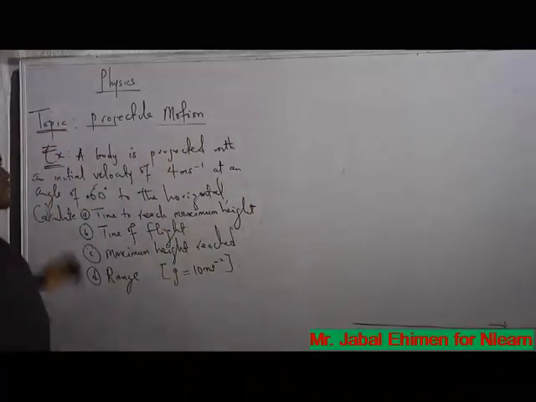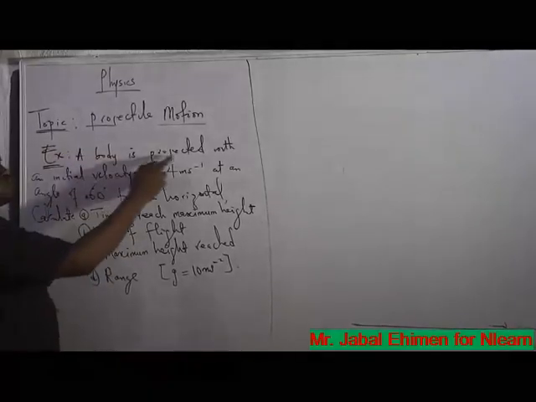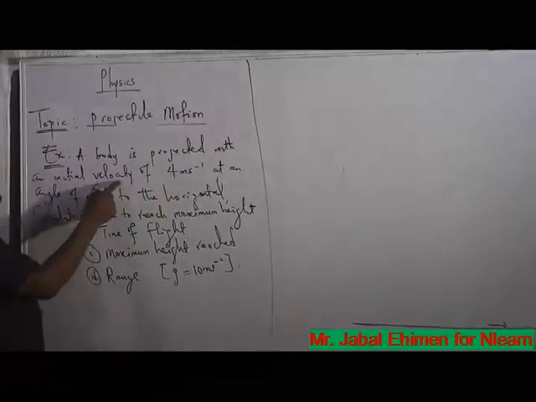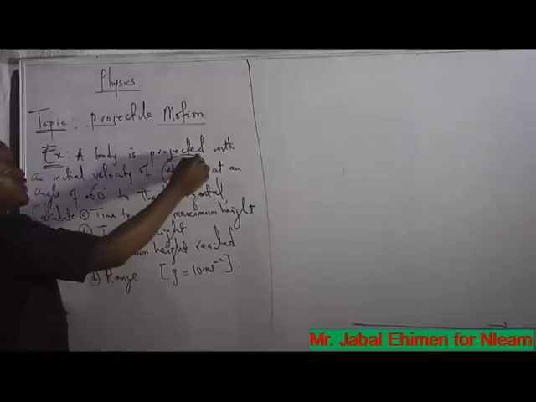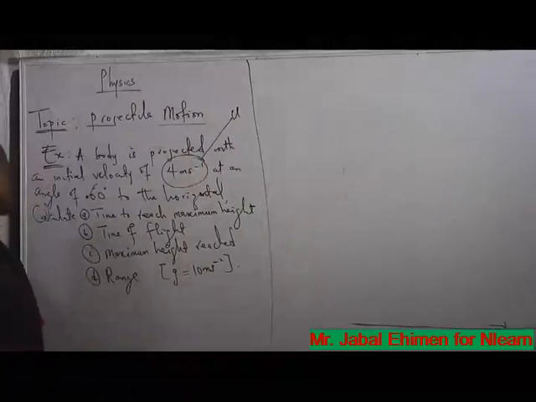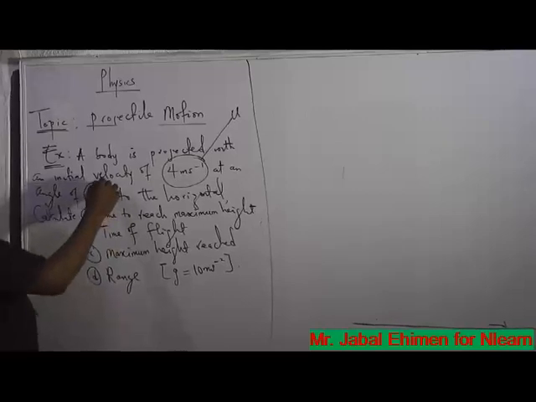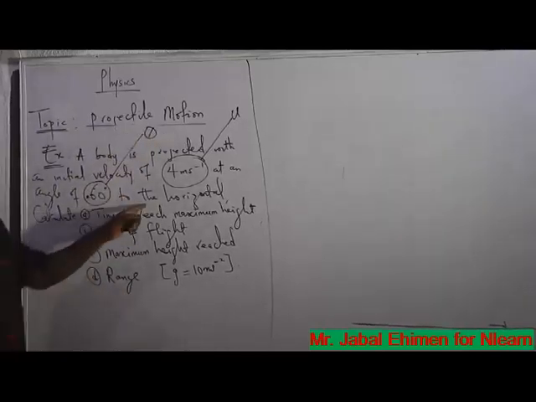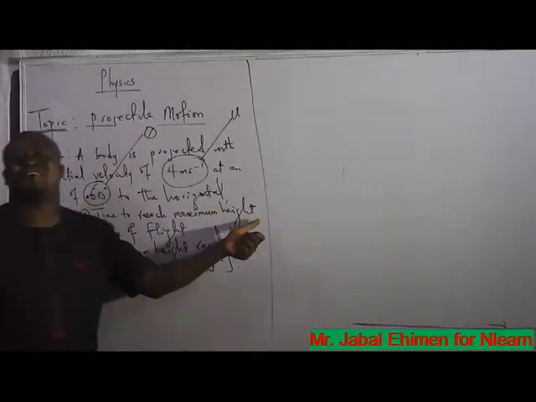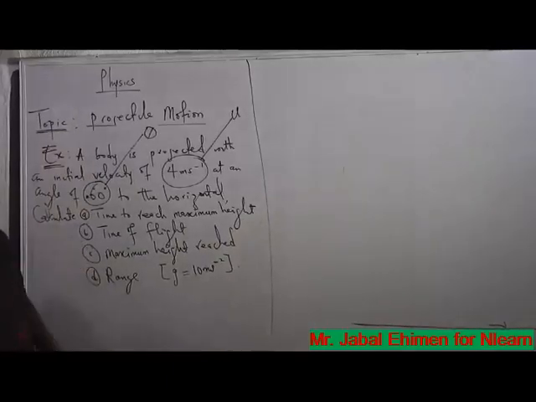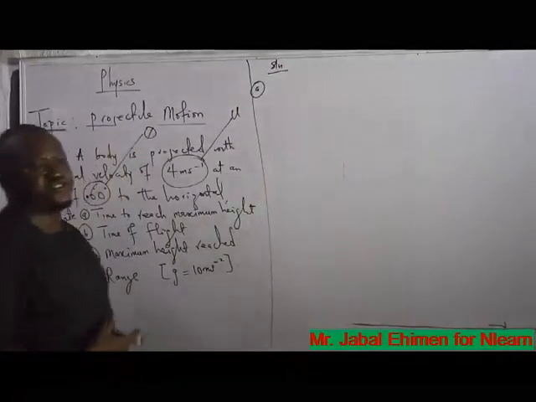Now, from this question, you'll discover that a body is projected with an initial velocity of 4 meters per second. You know what that value is. That value is u. At an angle of 60 degrees, that is theta, to the horizontal. Good. It said calculate A, time to reach maximum height. Let's start with the time to reach maximum height. That is solution A.